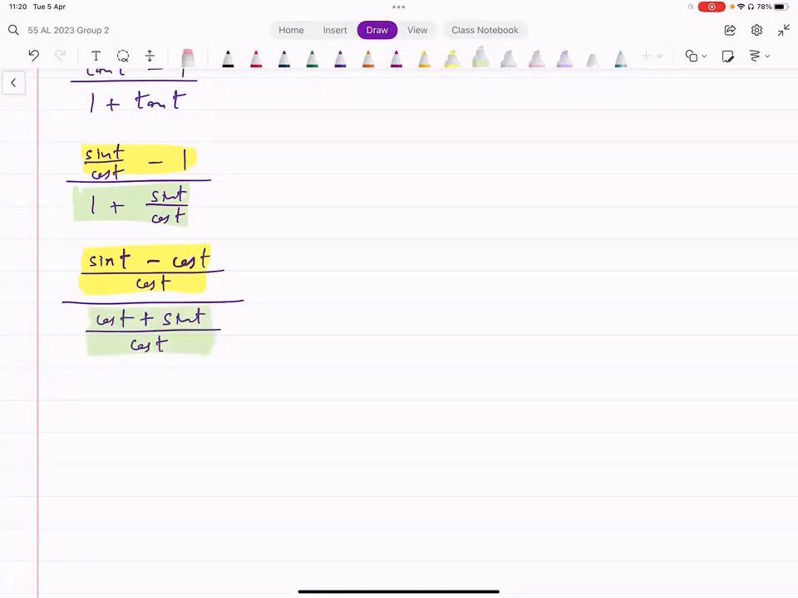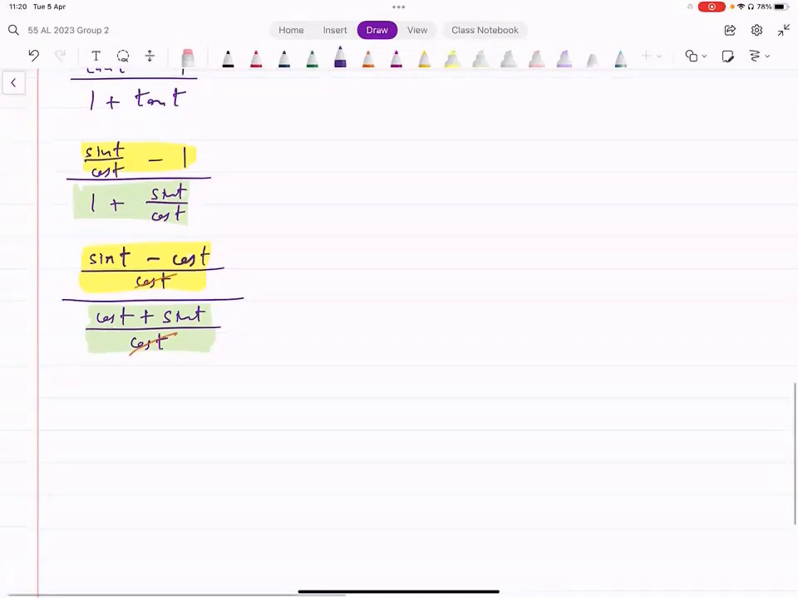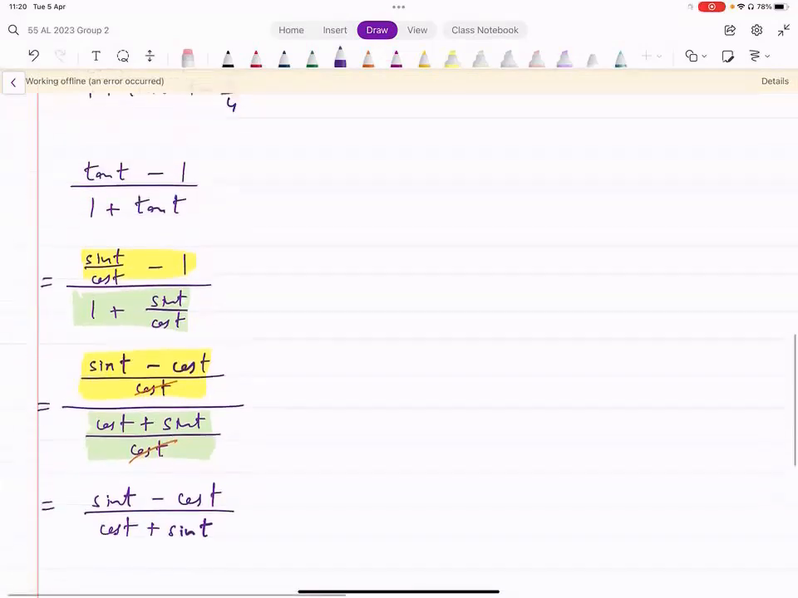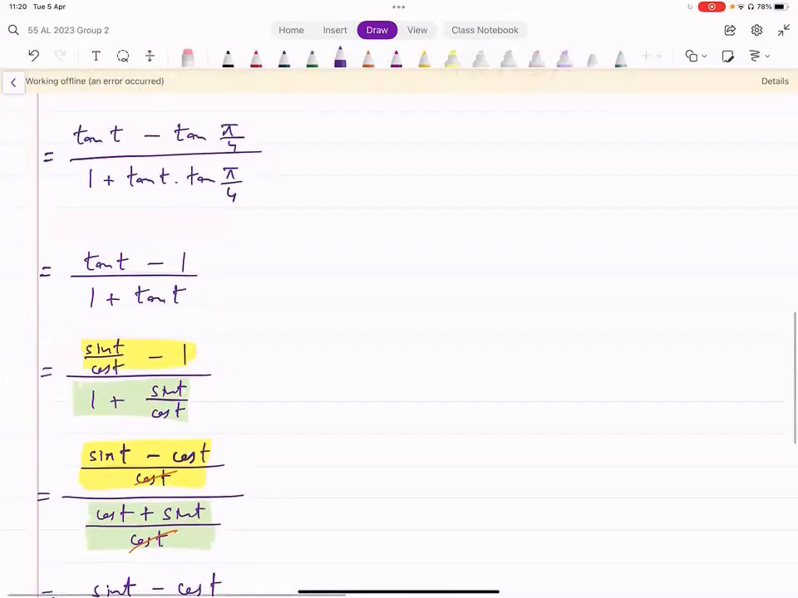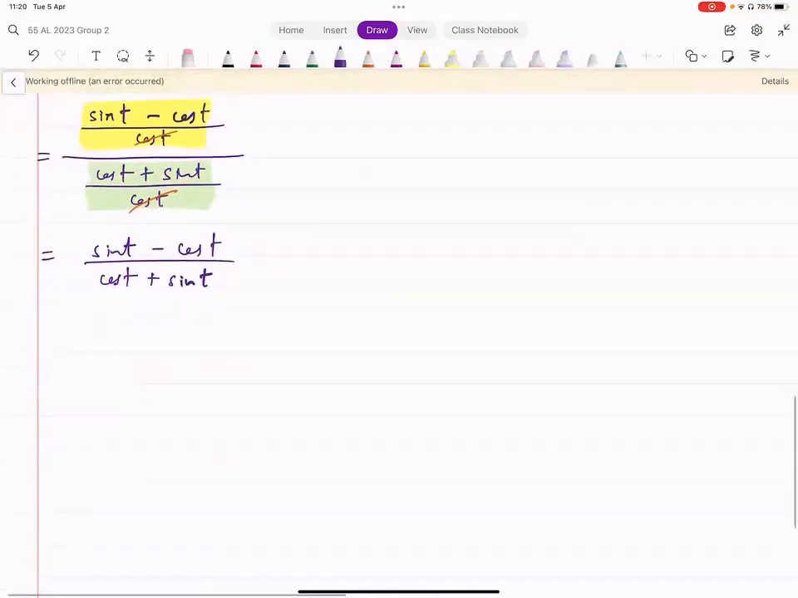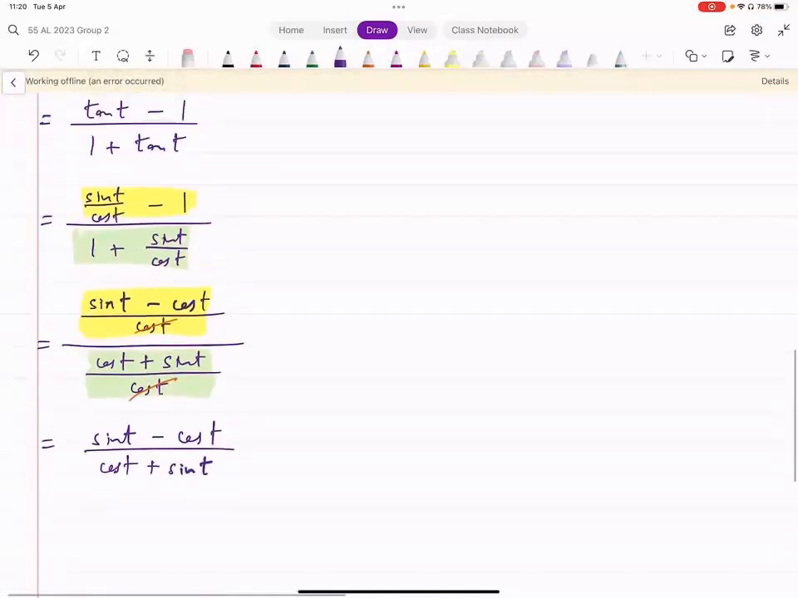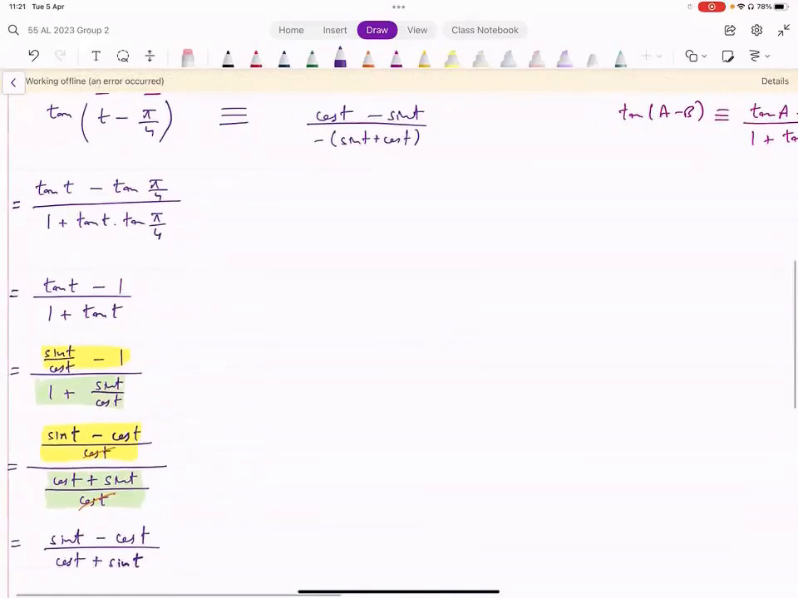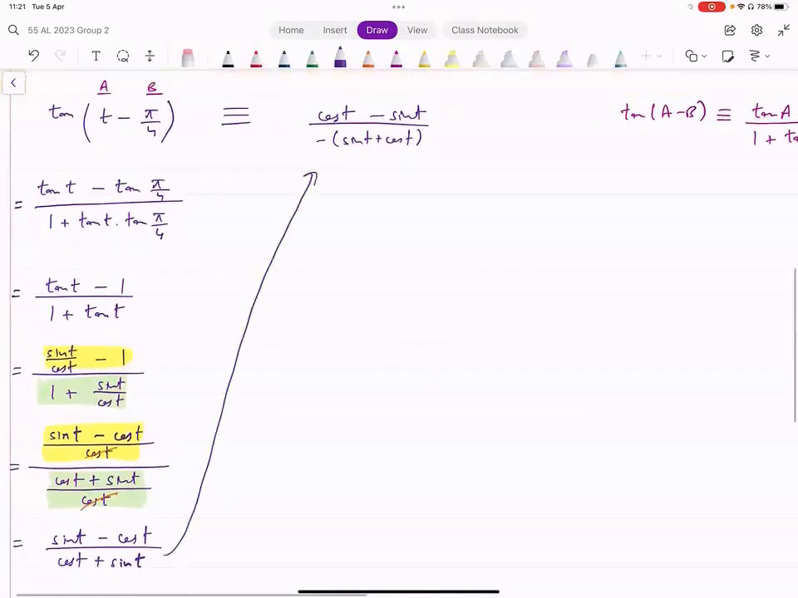Okay? Now we can do the cancellation. This cos t and this cos t cancel. What are we left with? We're left with sin t minus cos t divided by cos t plus sin t. Is everyone okay until this step? Now, what did we have to show? We had to show this equivalent to this. What can we do now?